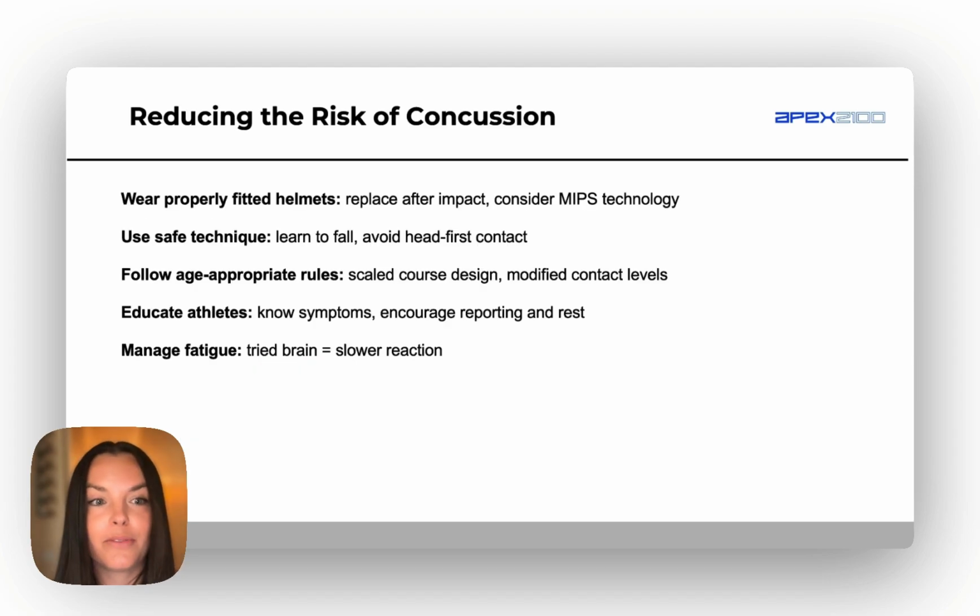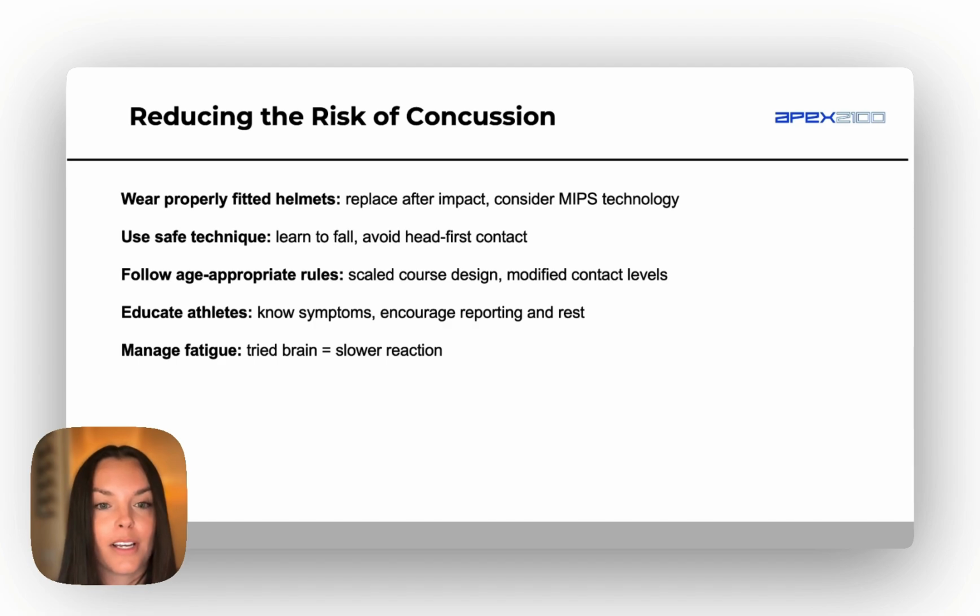Now, in order to reduce the risk of a concussion, there's a few things that we can do. Firstly, wearing a properly fitted helmet. Helmets do help reduce the risk of concussion, but not fully, because a concussion occurs when the brain moves within the skull. Now, a helmet protects the bone of the skull, but it doesn't stop the brain from moving inside. Think of the brain as like jelly within the skull. It will move back and forth, even if there's a helmet on.